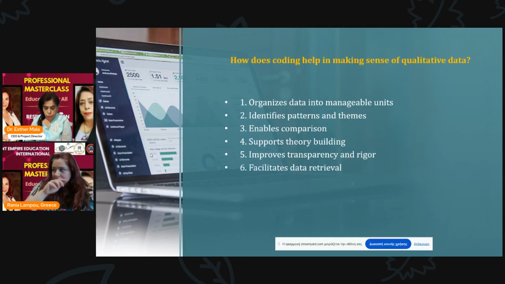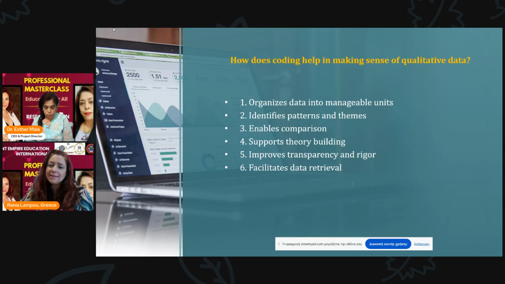I mentioned coding before. Coding helps make sense of qualitative data by transforming unstructured information like interview transcripts, open-ended survey responses, or field notes into organized, analyzable patterns. So how does coding support this process?